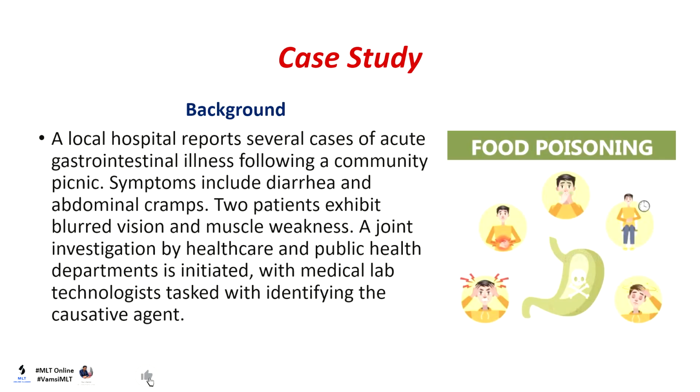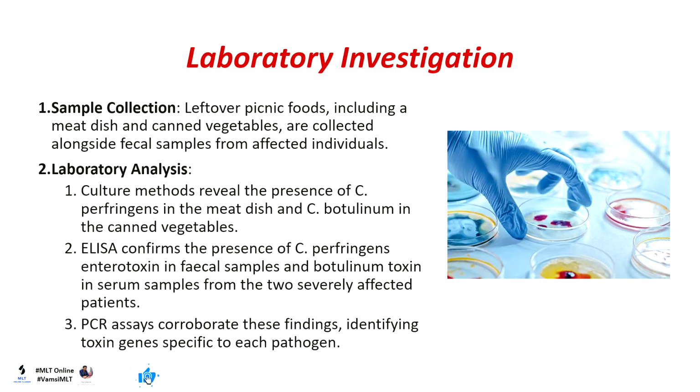Case study. Background. A local hospital reports several cases of acute gastrointestinal illness following a community picnic. Symptoms include diarrhea and abdominal cramps. 2 patients exhibit blurred vision and muscle weakness. A joint investigation by healthcare and public health departments is initiated, with medical lab technologists tasked with identifying the causative agent. Laboratory investigation. Sample collection, leftover picnic foods, including a meat dish and canned vegetables, are collected alongside fecal samples from affected individuals. Laboratory analysis.